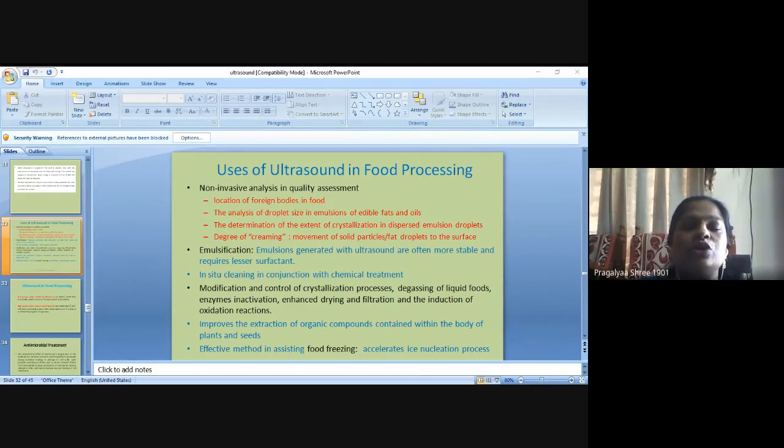And this is also considered to be an effective method in assisting food freezing. That means it accelerates the ice nucleation process. You know that in freezing, you might have studied, there are different stages. First, sublimation will take place. After that, what happens? Super cooling, and then sublimation, then ice crystallization. Like the process proceeds in the case of freezing of any substances. Okay, and this ultrasound treatment is used to accelerate the ice nucleation formation.